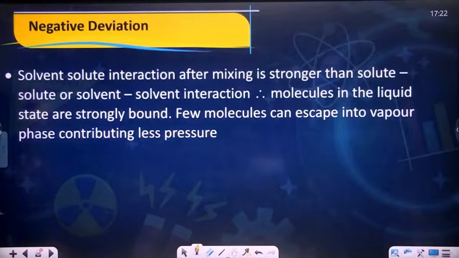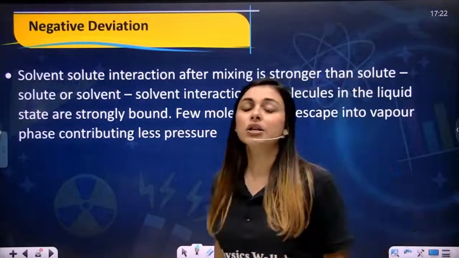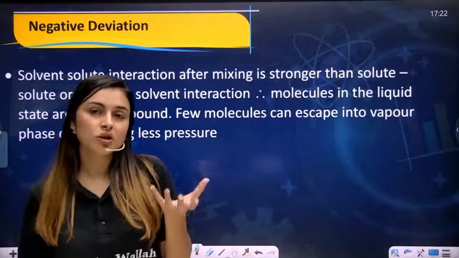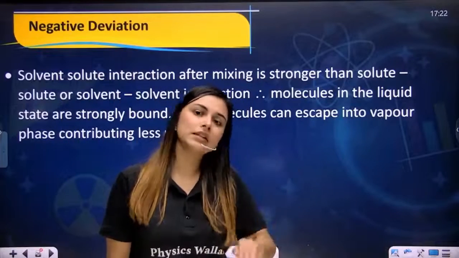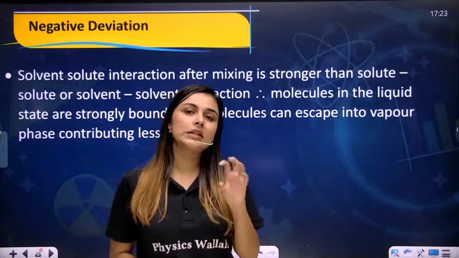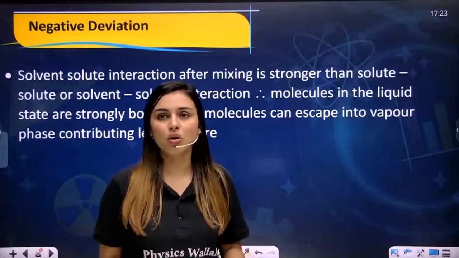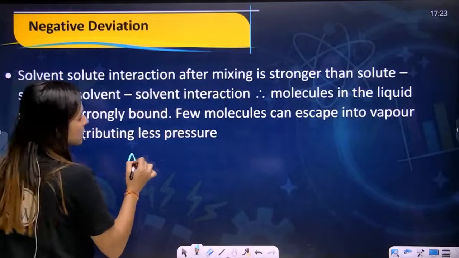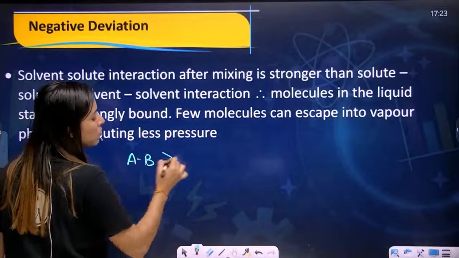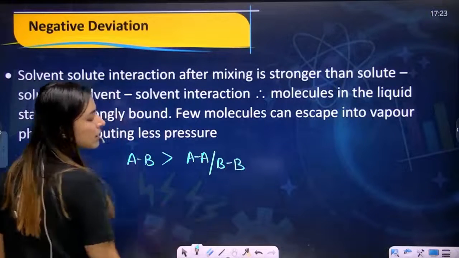Now let's talk about a negative deviation. So now, my dear students, you know that for a negative deviation, the vapor pressure of the solution comes out to be lesser than that calculated from Raoult's law. If the vapor pressure is lesser, this means that after mixing, the interactions become stronger. So I can say that this time AB interactions will be more than AA interactions or BB interactions.